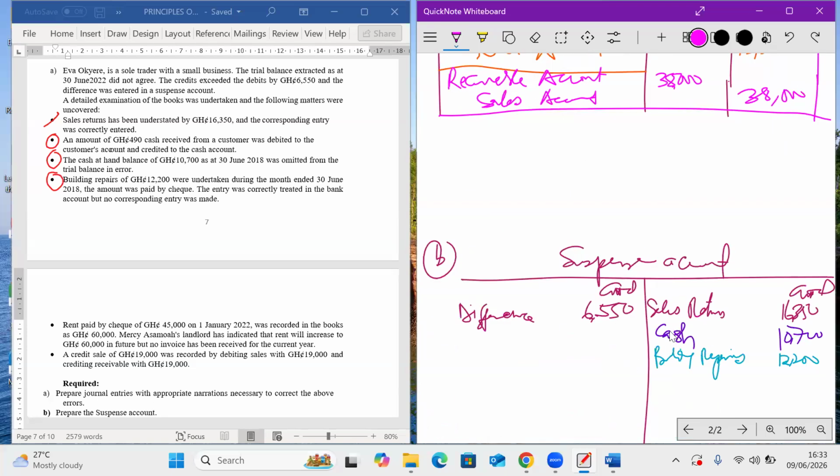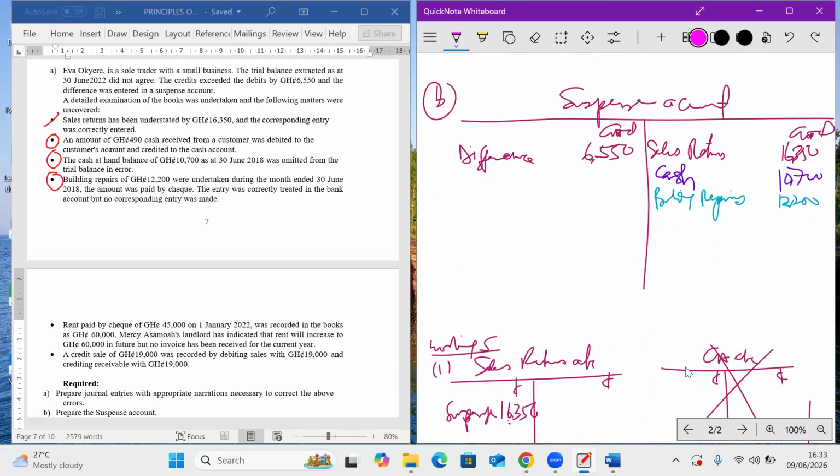Then the suspense, I've told you, you do not always have your suspense balancing, like the previous one was. So here, the debit side and the credit side, which one is higher? The credit side. So what's the total for the credit side?